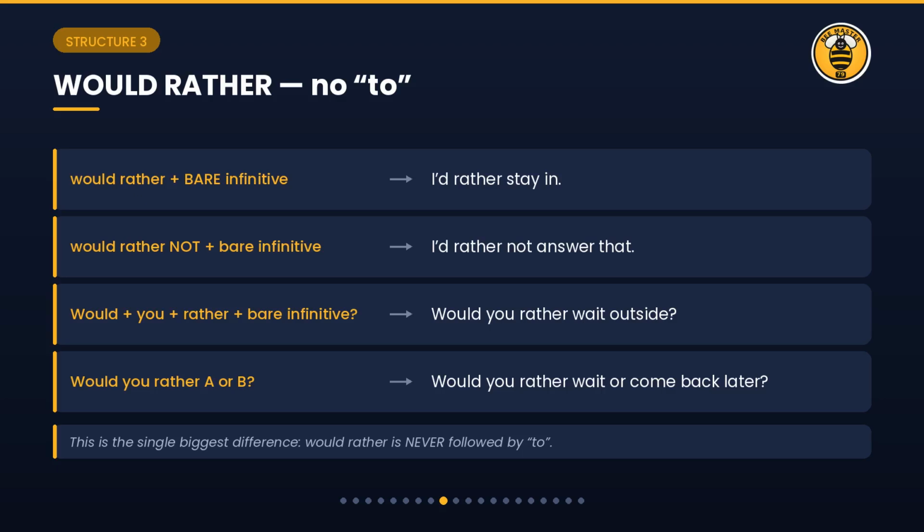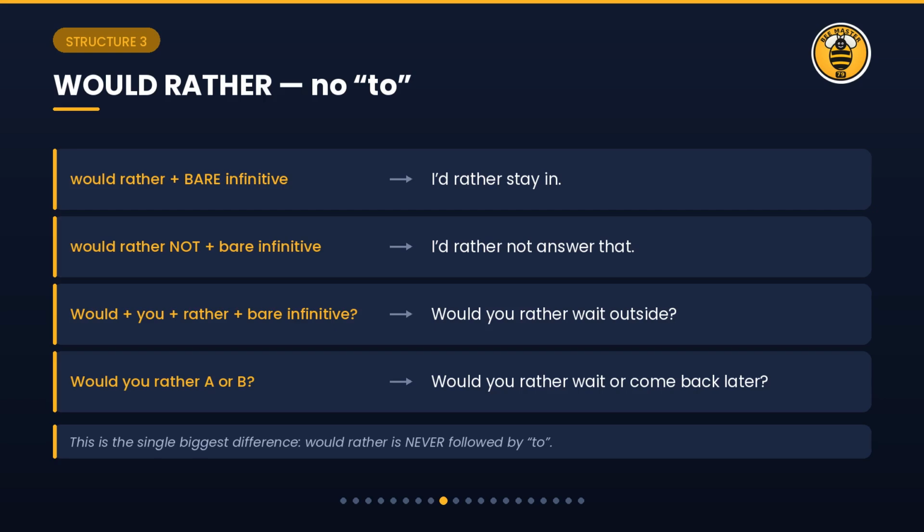Structure 3. Would rather, and this is where the grammar changes. Would rather is followed by a bare infinitive, a plain verb with no to in front of it. I'd rather stay in. Not I'd rather to stay in, just I'd rather stay in. For the negative, put not directly after rather, and again no to. I'd rather not answer that. That, by the way, is a beautifully polite way of declining a question in English.